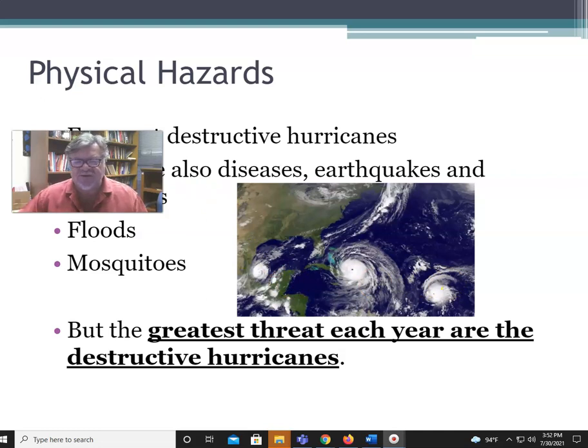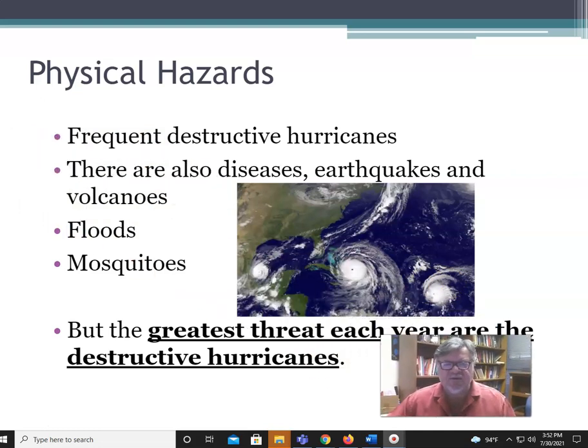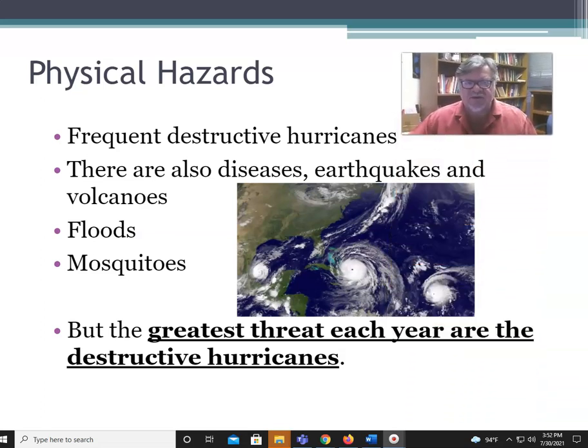Physical hazards. The greatest physical hazard was from hurricanes. Frequent destructive hurricanes going back as far as we have records. Those of us that live in South Florida were familiar with this pattern of hurricane season. There were also diseases and earthquakes and volcanoes in the Caribbean islands from time to time, but not on the scale of hurricanes on an annual basis.